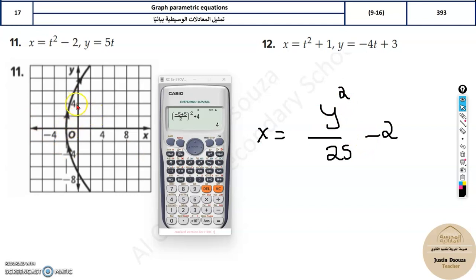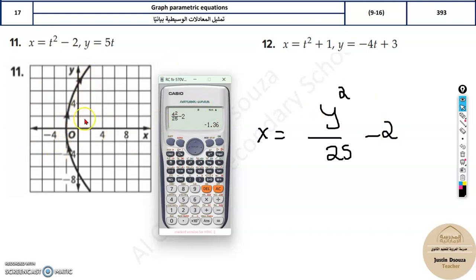Yes. Let me take 4. So instead of y, all I do is take 4 squared divided by 25 minus 2. What is the answer? Minus 1.36. Let me see at 4. It's over here. Yeah, it is. See, minus 1 is over here. It's more than minus 1. And this is the approximate answer. So this is how you can easily find it out.